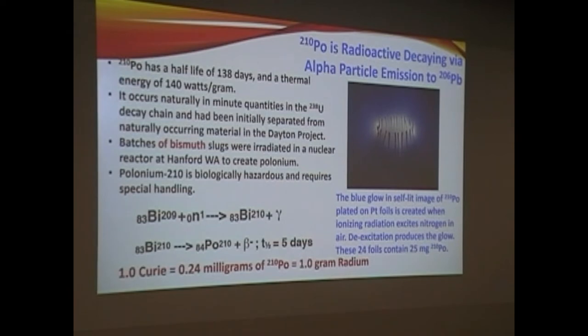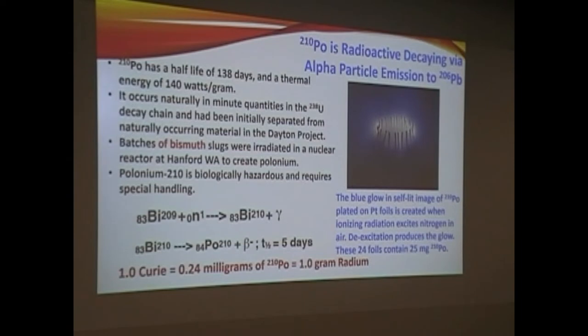Now, polonium-210 is a radioactive element, and it decays by an alpha particle to lead, as I said. The half-life is only 138 days, so it's very, very short. And because of that, it emits its alpha particles very quickly. In fact, this is a photograph of little strips of polonium on platinum foils that it's ionizing the nitrogen gas around it, causing it to glow. All that from the energy released from the polonium and the helium atoms, and so it would just literally glow.